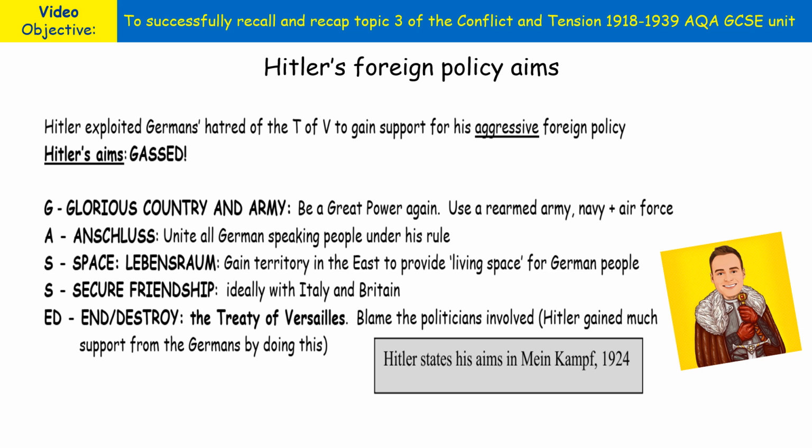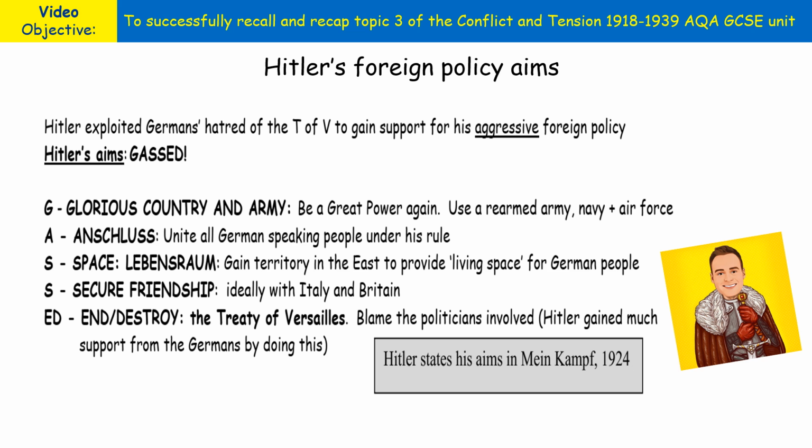The first S stands for space, and the German term for living room or living space is Lebensraum. And in order to gain this living space or living room, Hitler and the Nazis wanted to take over territory in Eastern Europe to provide extra space for the German people.